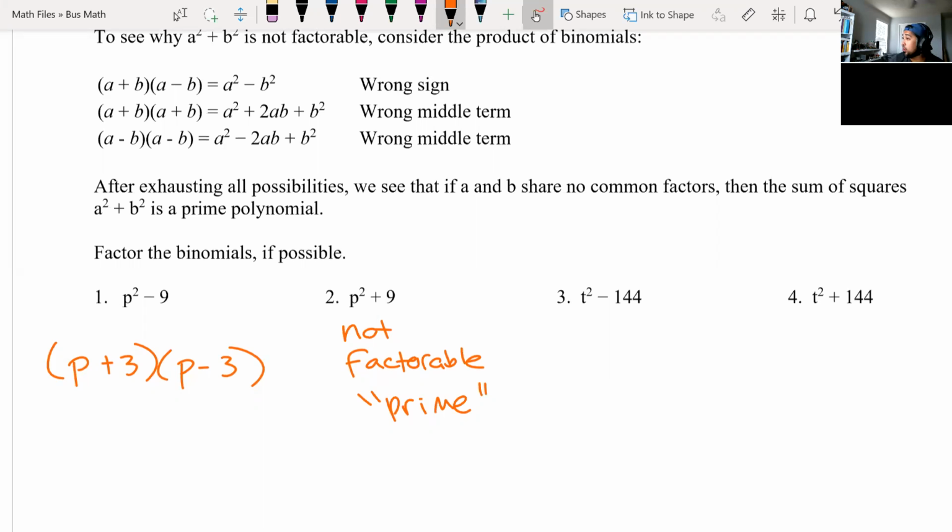Okay. T squared minus 144. Sum or difference? Difference. Are those two perfect squares? They are. What would it factor to? T minus 12 and t plus 12. All right, last one. T squared plus 144. Sum or difference? Sum. So prime.